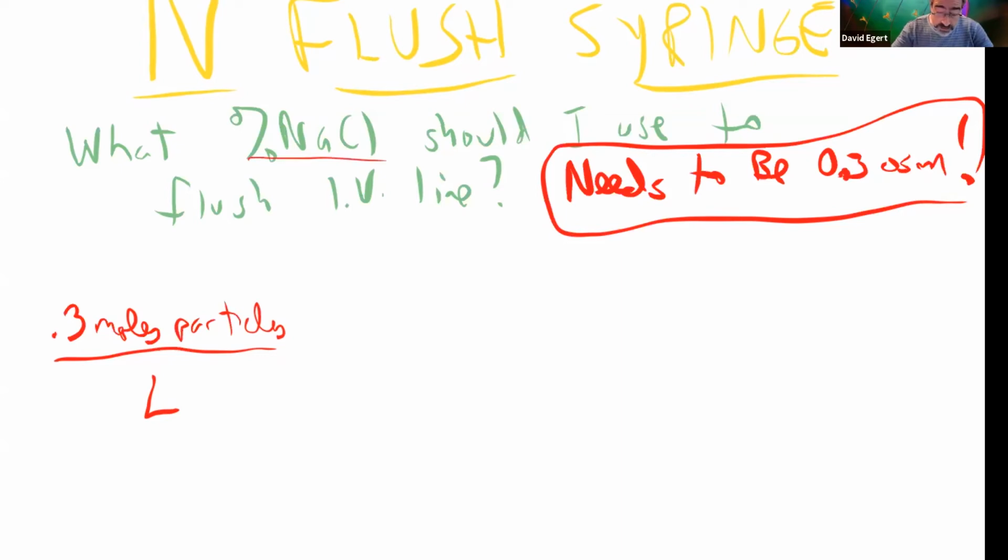So first thing, we have moles of particles. We need to convert this into sodium chloride, right? We have moles of particles, but we want saline. So if I have moles of particles, but I want to convert it into moles of NaCl, what's the conversion factor there?